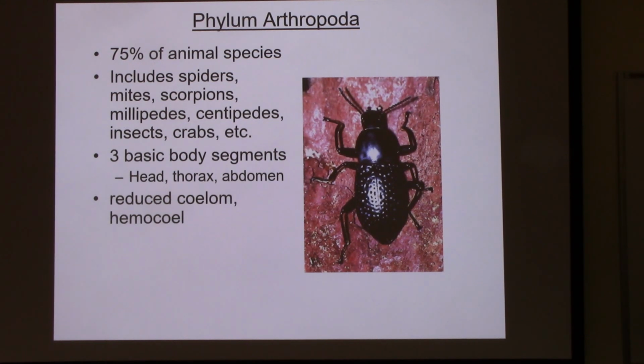They include a lot of stuff you're familiar with. Spiders, mites, scorpions, millipedes, centipedes, including lots of marine things, including a lot of crustaceans, crabs, lobsters, and so on.